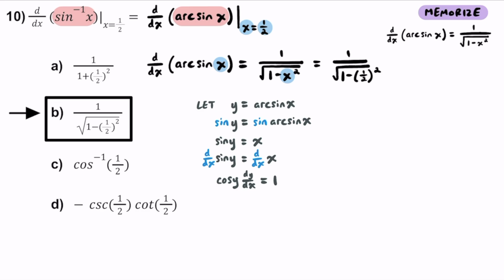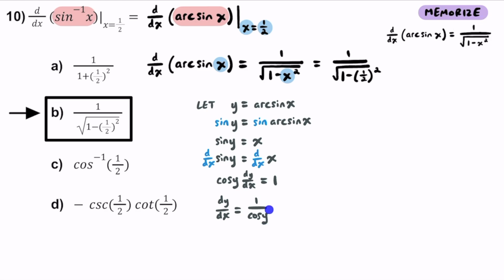Now to get this dy dx alone, if we go ahead and divide both sides by cosine of y, we can go ahead and say that this dy dx is going to be equal to 1 over cosine of y. Okay, so at this point we have dy dx, which is the derivative, and we know that this is going to be equal to 1 over cosine of y. So this actually kind of looks like this a little bit, right?